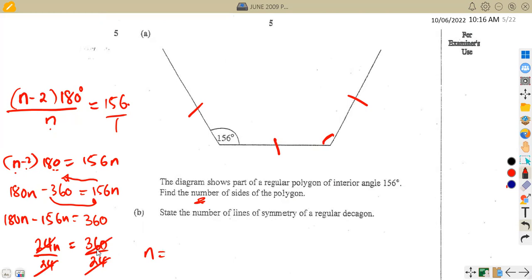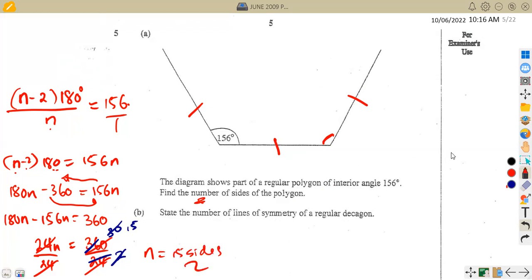There we have to reduce, guys. 360 and 24. We can reduce by 12. Okay, by 12 here. That is 30 by 12, that is 2. 2 into 15, 2 into 30, which is 15. So our n here is going to be 15 sides, which means this polygon has got 15 sides.